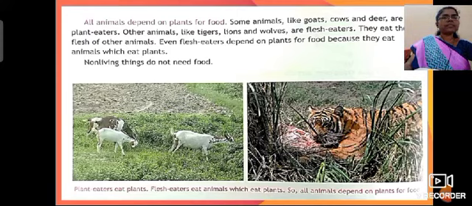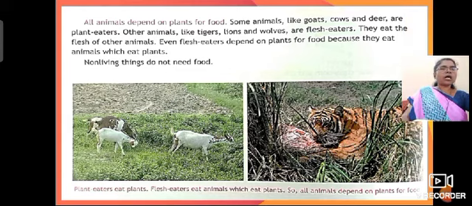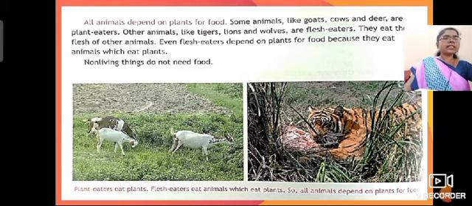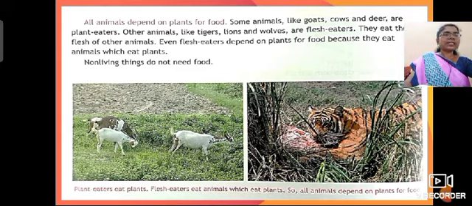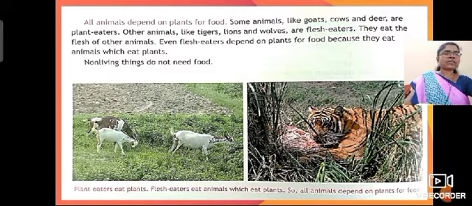all animals depend on plants for food. Some animals like goats, cows, and deer are plant eaters, herbivorous. Okay, other animals like lions, wolves, are flesh eaters, okay, carnivorous.